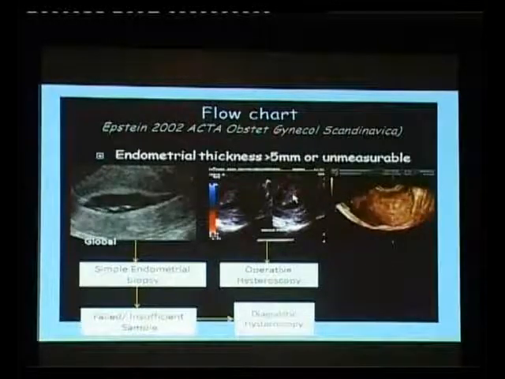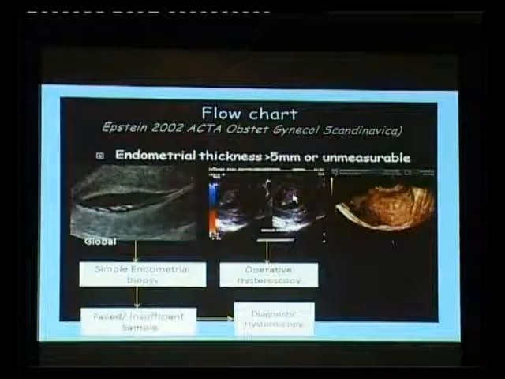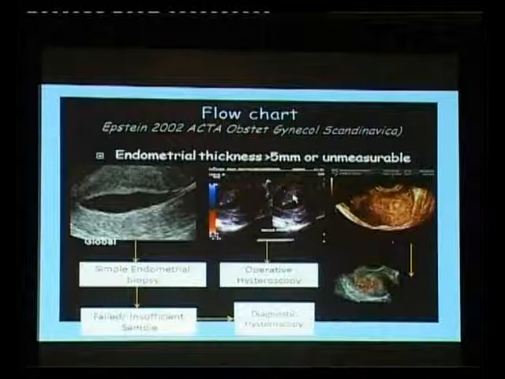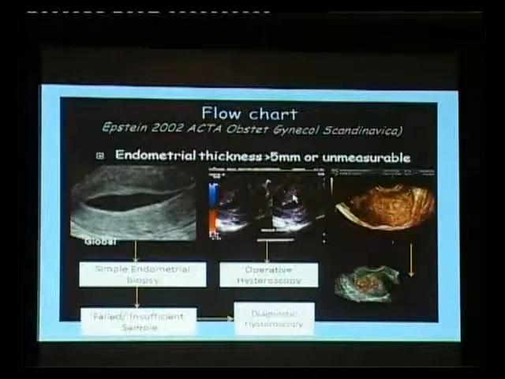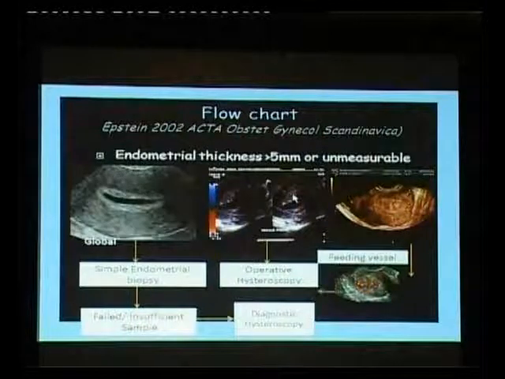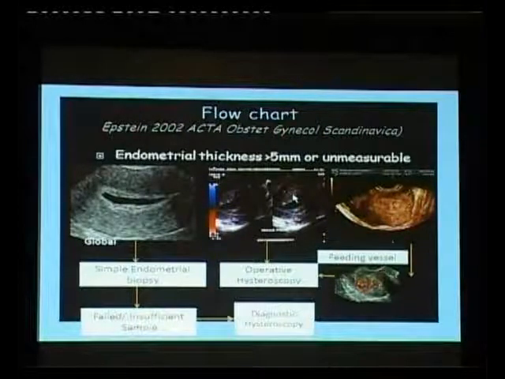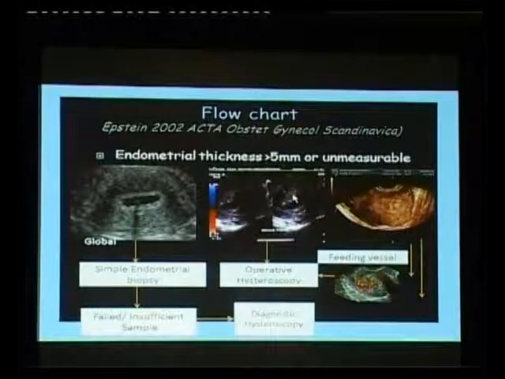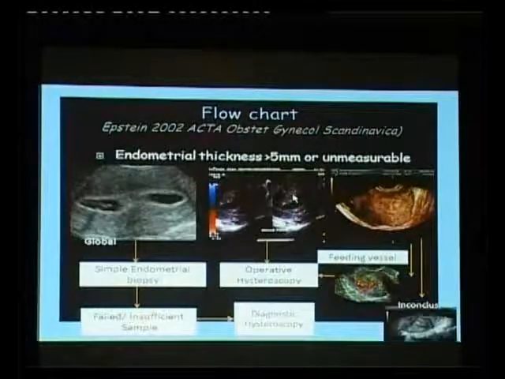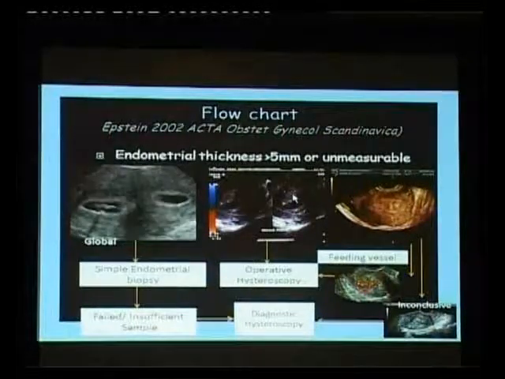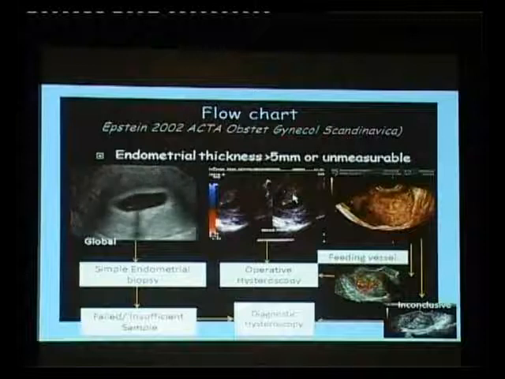Then in certain situations, like an unmeasurable or interrupted endomyometrial junction, these are the patients where we need to do a color Doppler, and when you find increased vascularity, that is what is called the feeding vessels, subject them to operative hysteroscopic biopsy so that we get the histopathological diagnosis. In these situations, sometimes it could be inconclusive, as you can see here, and then we need to do a diagnostic hysteroscopy and an endometrial biopsy.